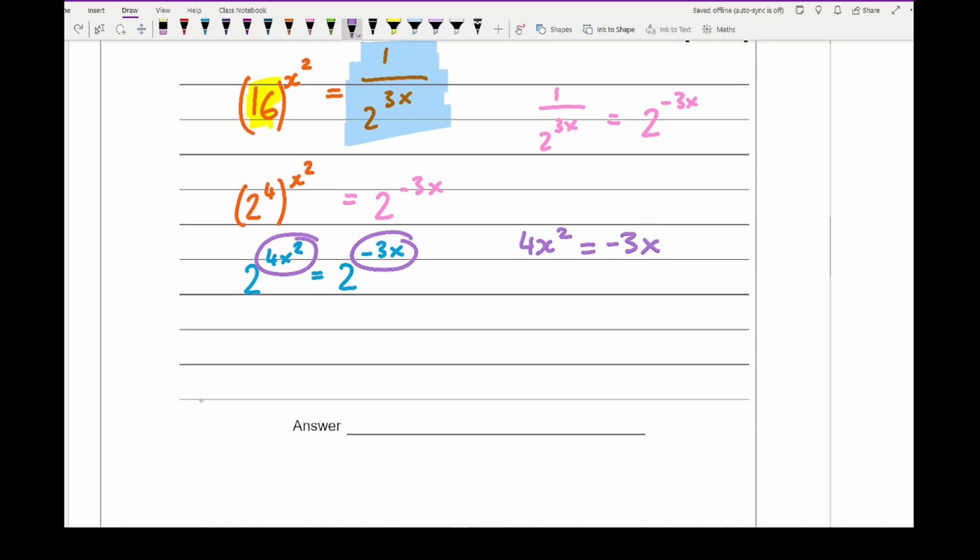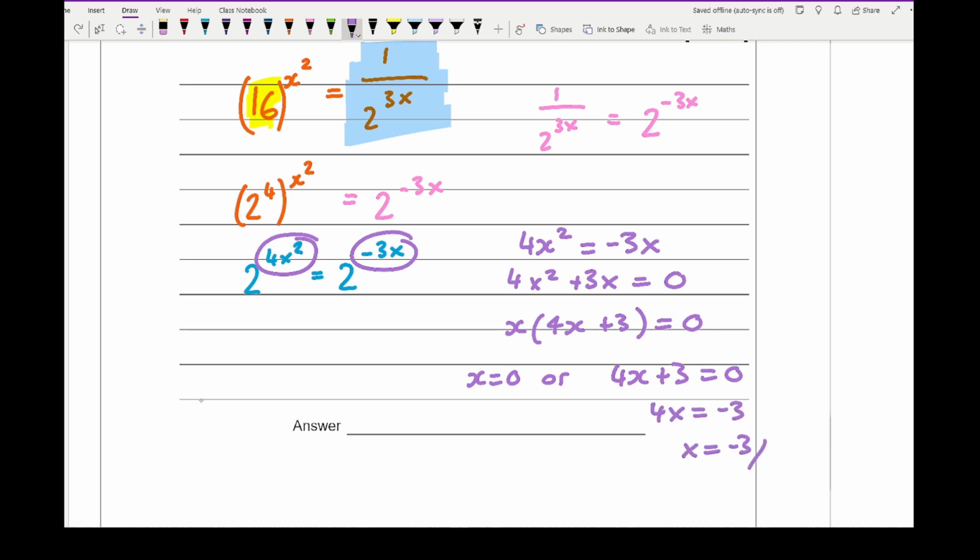Now because we want the non-zero values, we can't simply take away x from both sides. So here what we need to do is take the 3x over to the other side so that it equals 0. Then from this we can factorize, so we could take an x out. So I've got x times 4x plus 3 equals 0. So from this, what we've then got is 2 possible values of x, so either x equals 0 or 4x plus 3 equals 0, and solving this we get 4x equals minus 3, so x equals minus 3 over 4.